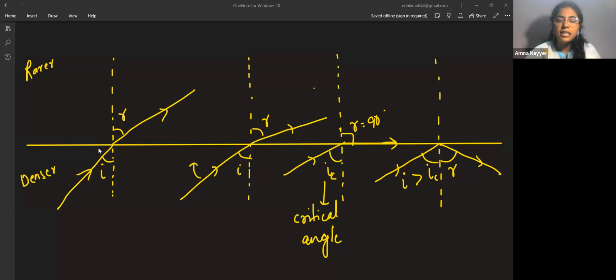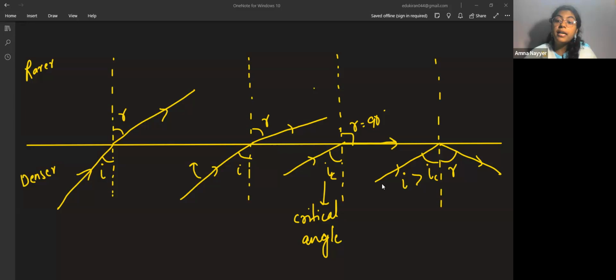What happened in the first case? Here the angle of incidence came. Two different media are present, an interface is there, and refraction occurred. Simple. Fine. In the second case, I increased the angle of incidence, so the angle of refraction also increased. Clear? In the third case, I exceeded the angle of incidence to a certain value, and the angle of refraction in the rarer medium becomes exactly 90 degrees. So this angle has a specific name, which we call the critical angle.